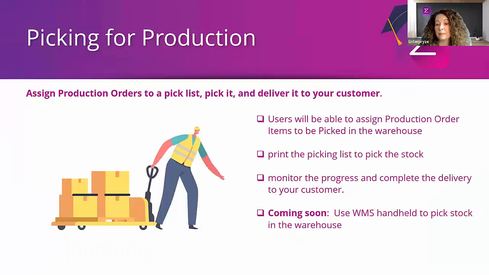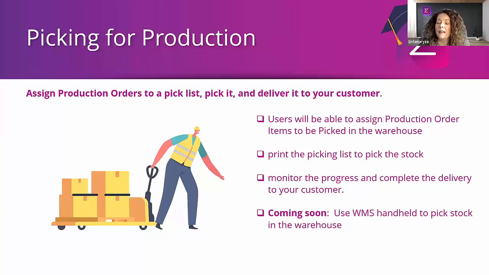And last but not least is picking for production. This just allows you to assign production orders to a pick list. The idea here is really that if there are components that need to be picked from other areas within your warehouse or within your production area, so if you need to get those picked off the shelf and ready for production, you can assign production orders to be picked in the warehouse and give that to somebody. They need to go off into the warehouse and ensure that that stock is picked and ready then for production.